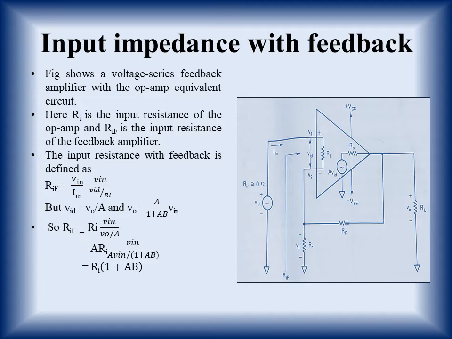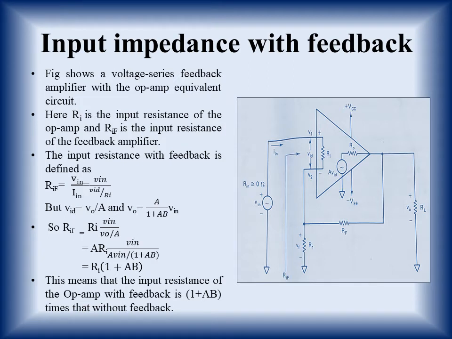This equation shows a relation between RIF and RI, or we can say the input resistance with feedback is equal to input resistance without feedback multiplied by a factor 1 plus AB, or we can say the input impedance with feedback increases by a factor 1 plus AB. So in an op-amp with feedback, the input resistance or input impedance increases by a factor 1 plus AB. So it is better to use feedback circuit.